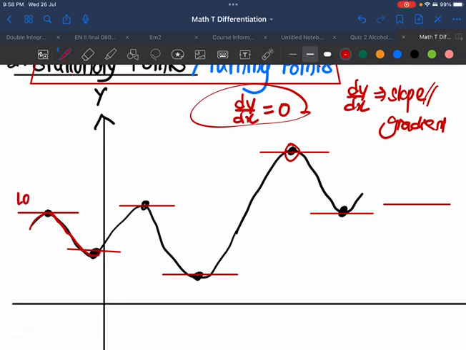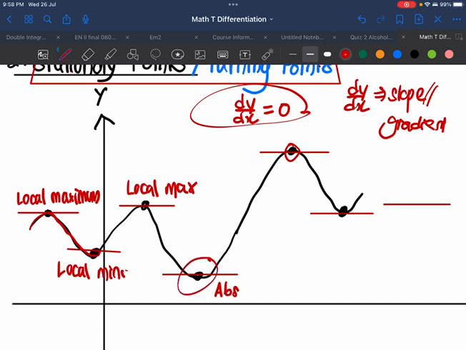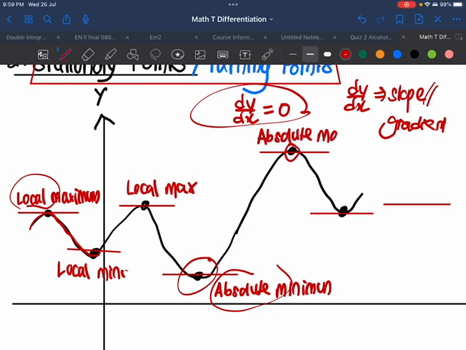At these few points I would like to explain their names also. Here is a local maximum, and this is a local minimum, and here is a local maximum. As you can see along the curve, here is the lowest point, so we call it the absolute minimum. We can have many local maximums, but we can only have one absolute maximum and one absolute minimum. That means it's the highest and the lowest peak of the curve. So here is the absolute maximum, and here is a local minimum.